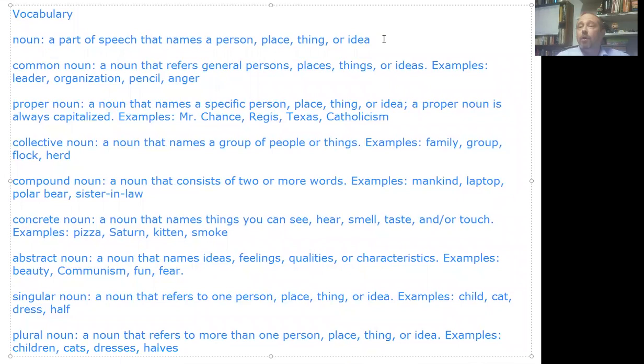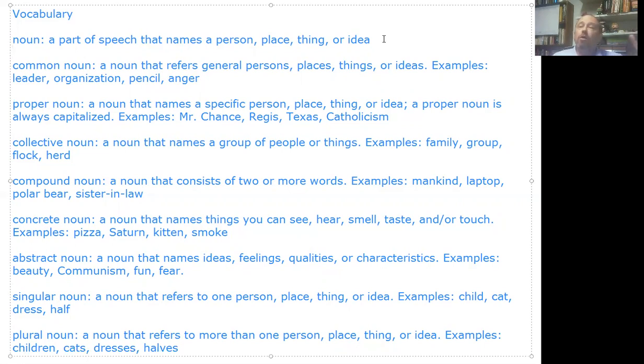There we go. So our vocabulary words for this unit are noun. Obviously, if we're talking about nouns, we need to know what a noun is. A noun is a part of speech that names a person, place, thing, or idea. And within this overall category of nouns, we have different characteristics of nouns or different categories of nouns, depending on what we're looking at. So for categories of nouns, we have common nouns and proper nouns. All nouns are either common or proper.